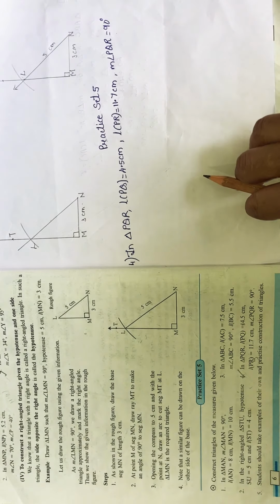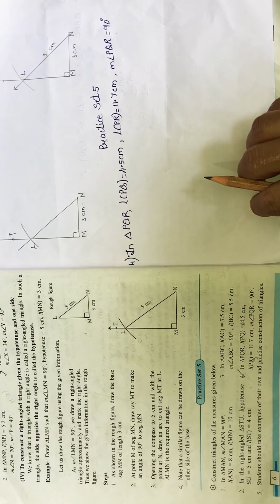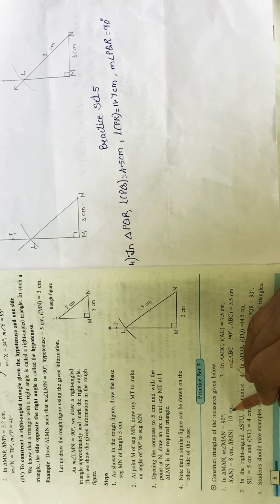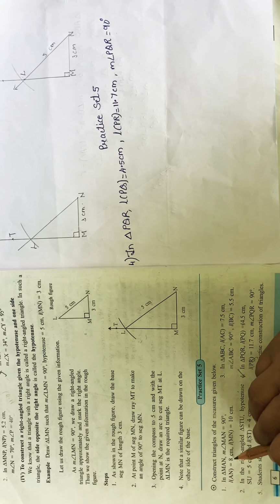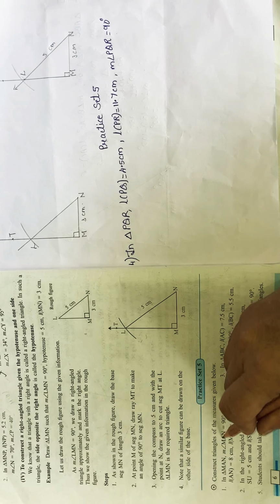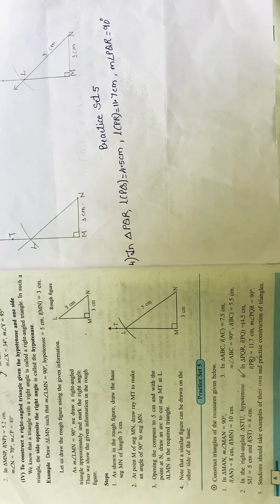Now which one will you draw as the base? Here 8 centimeters or 10 centimeters? Since you know it's a right angle triangle, the longest side is the hypotenuse. So this will be your hypotenuse and this will be your base. So draw this as a base, angle A as 90 degrees and this as the hypotenuse.